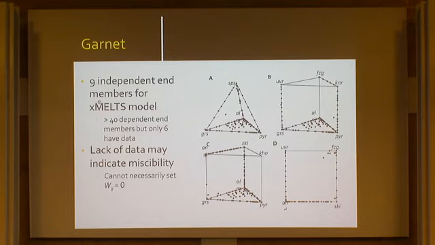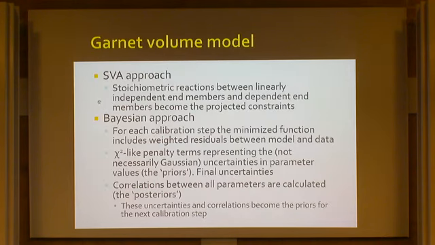It's true, only 6 of them have data. But you can't also just say, okay, I'm going to set all these parameters to 0, because the lack of data might be because nobody's gone and measured it, but it also just might be because there's miscibility. It's non-ideal, so there aren't any stable garnets in that region to measure, for example.